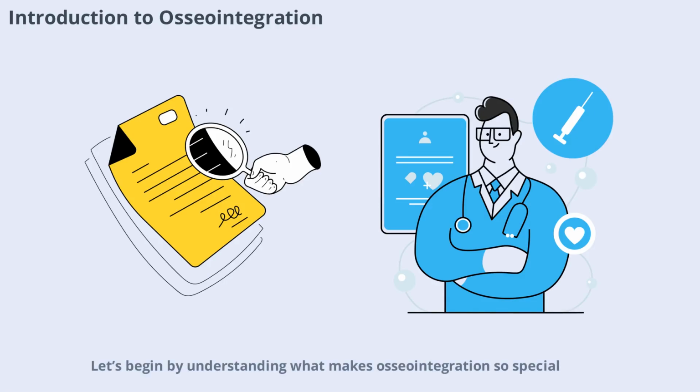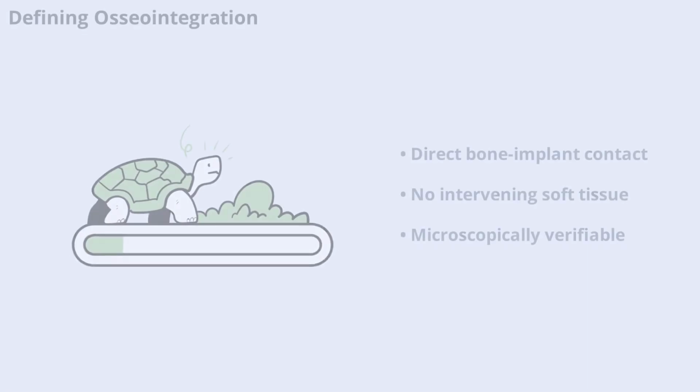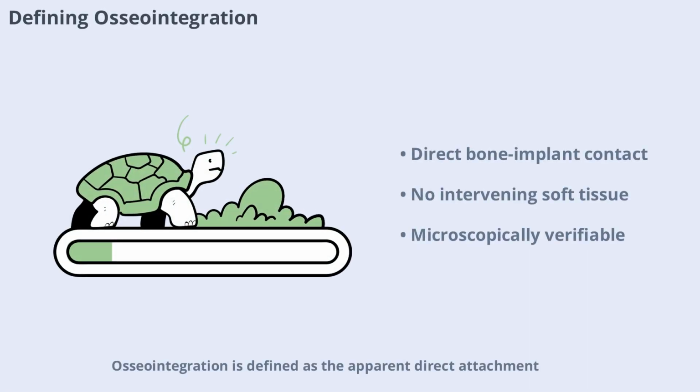theories and steps involved. Let's begin by understanding what makes osseointegration so special and why it's a cornerstone of successful implant procedures. Osseointegration is defined as the apparent direct attachment or connection of bone tissue to an inert alloplastic material, such as titanium, without any intervening connective tissue. This means that the implant surface and the host bone are joined together seamlessly, forming a stable interface.